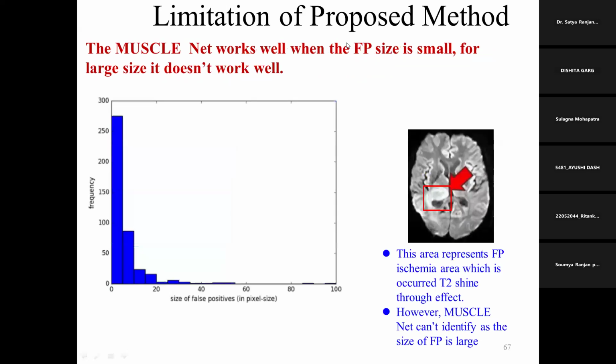The second one we found: the MuscleNet works well when the FP size is small. It means if the false positive size is small, it works well. But if the false positive size is big, for example, this size is very big, then in this case MuscleNet will not work. Even if it is a false positive, even if it is a T2 shine-through effect, if the size is bigger, it cannot say it is a false positive. It says it is an ischemic region.